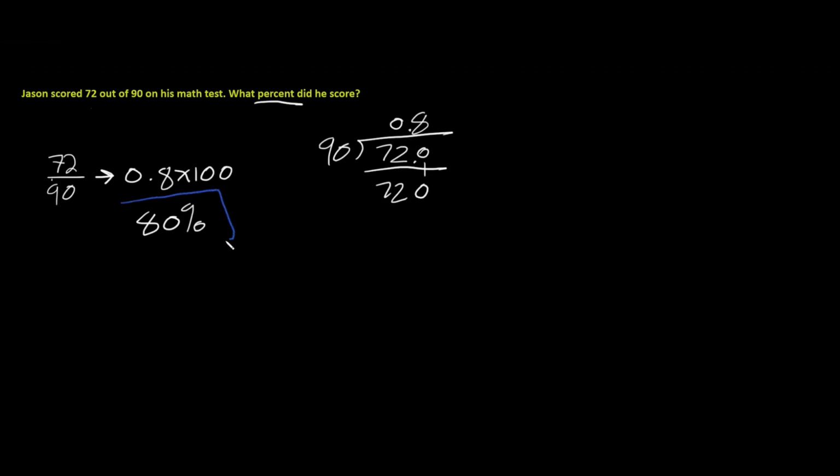Jason scored an 80% on his math test. The next question tells us that a fruit basket contains 60 apples and 40 oranges. What percentage of the fruit basket is apples?